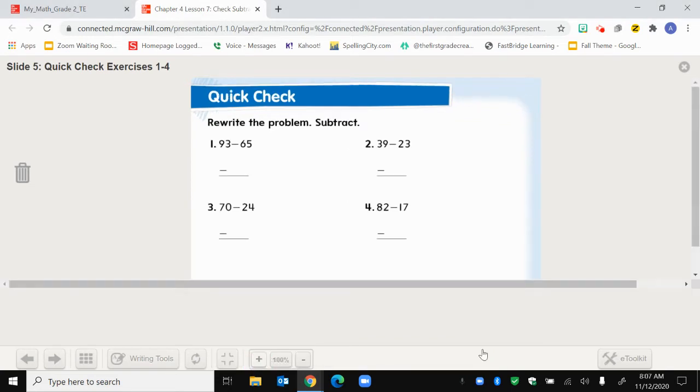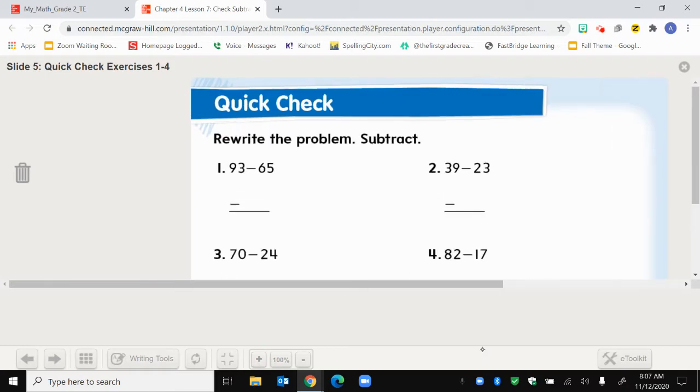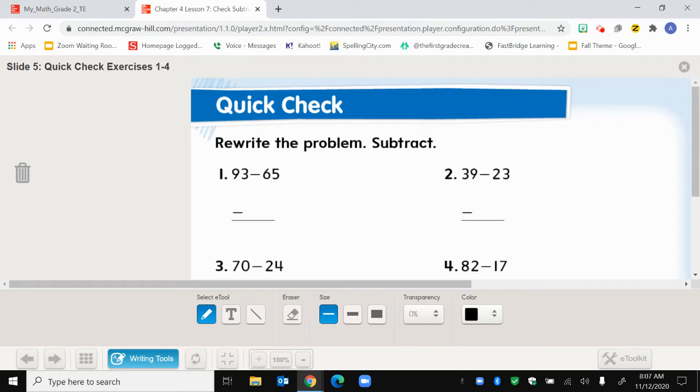I would like us to zoom in a little bit here. Oh, I guess it's as close as I can go. Okay, so erase your slates and we're going to go ahead and do some of these rewriting the problems together. Remember, this is what we practiced on Tuesday, okay?